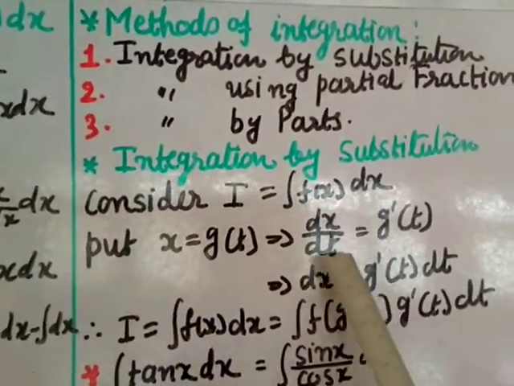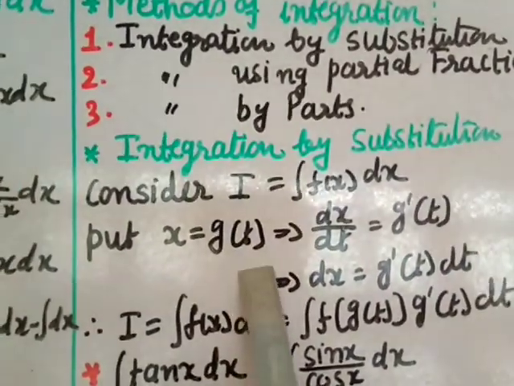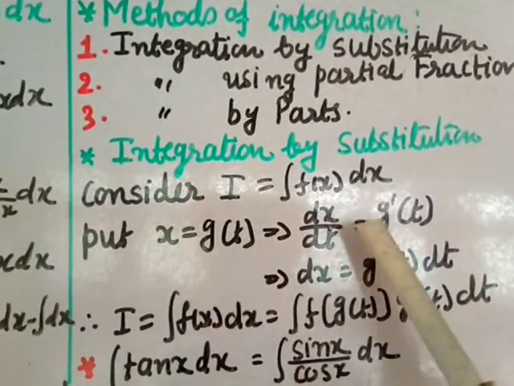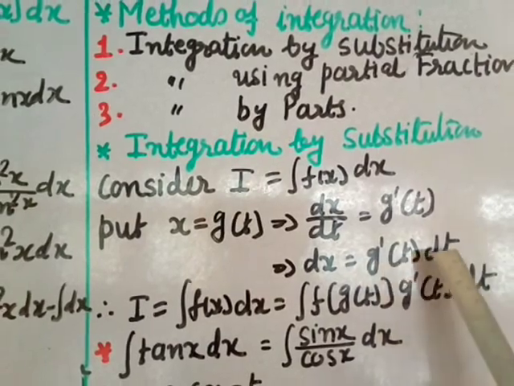So dx divided by dt. I am differentiating with respect to t. So here the derivative becomes g dash t. dt you transfer here, so you get dx is equal to g dash t dt.